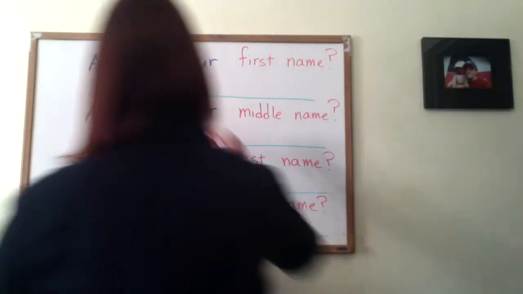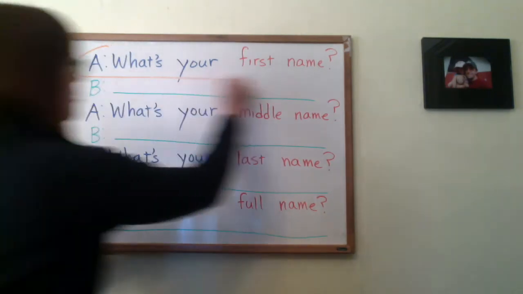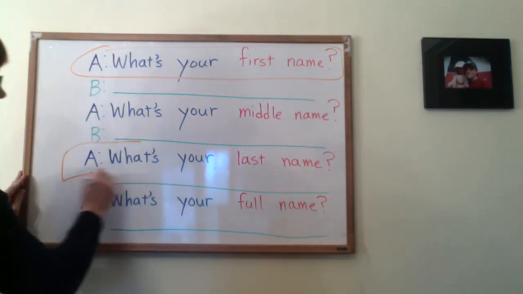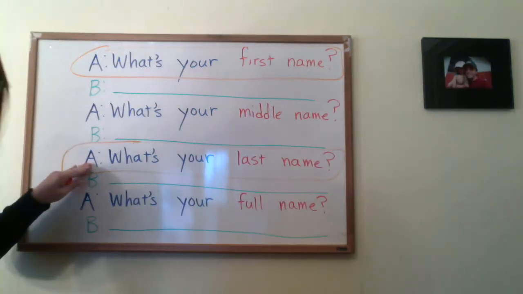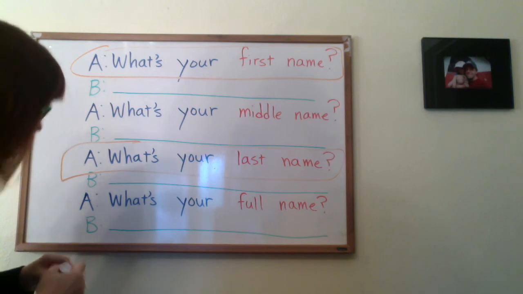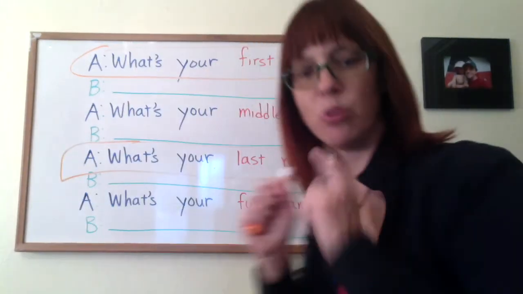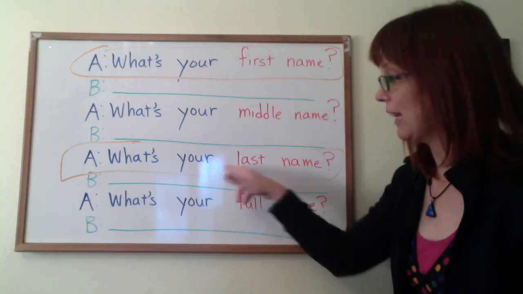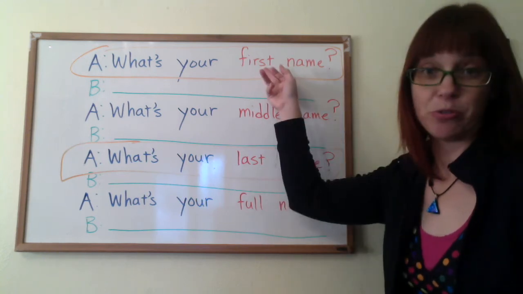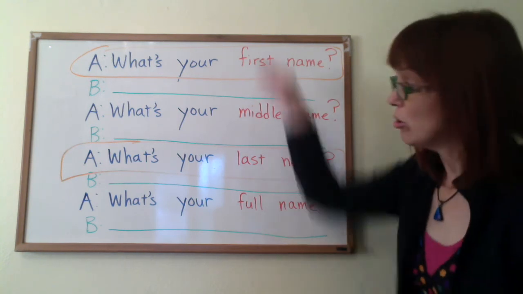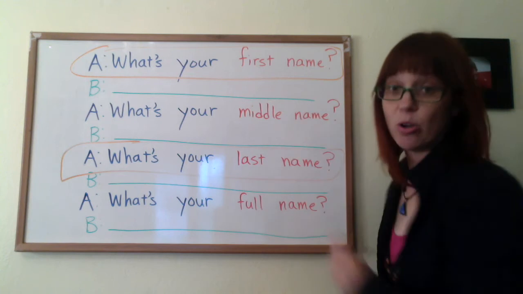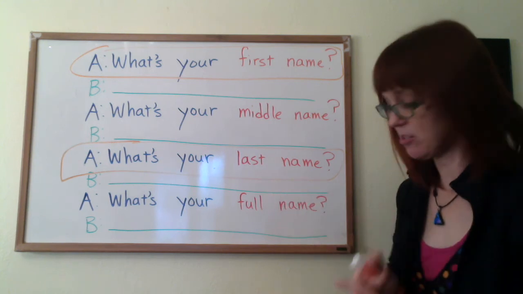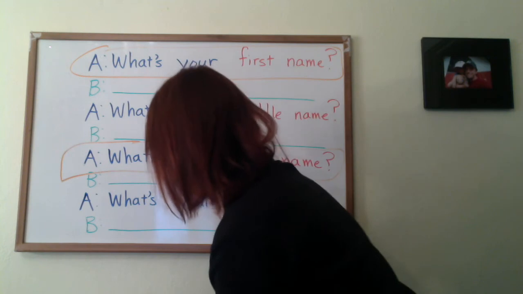These ones are most important. What's your first name? What's your last name? Those are the most important. First name and last name. Everywhere you go, people ask for your last name and sometimes for your first name. When you go to the doctor, when you go to many places, they ask you this.